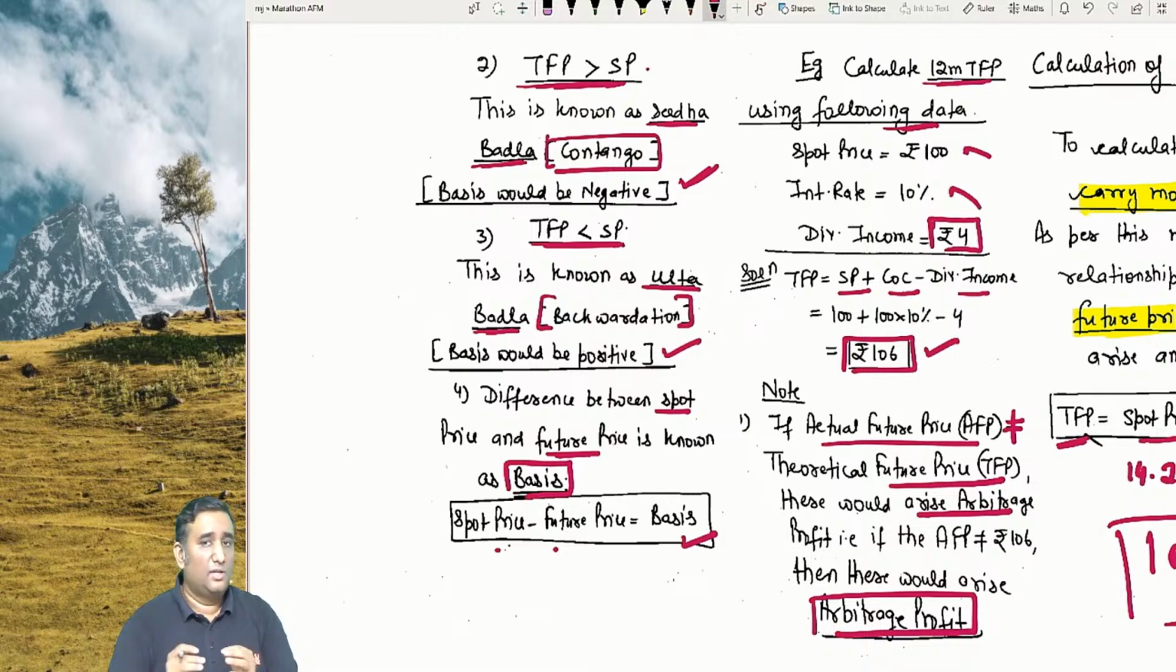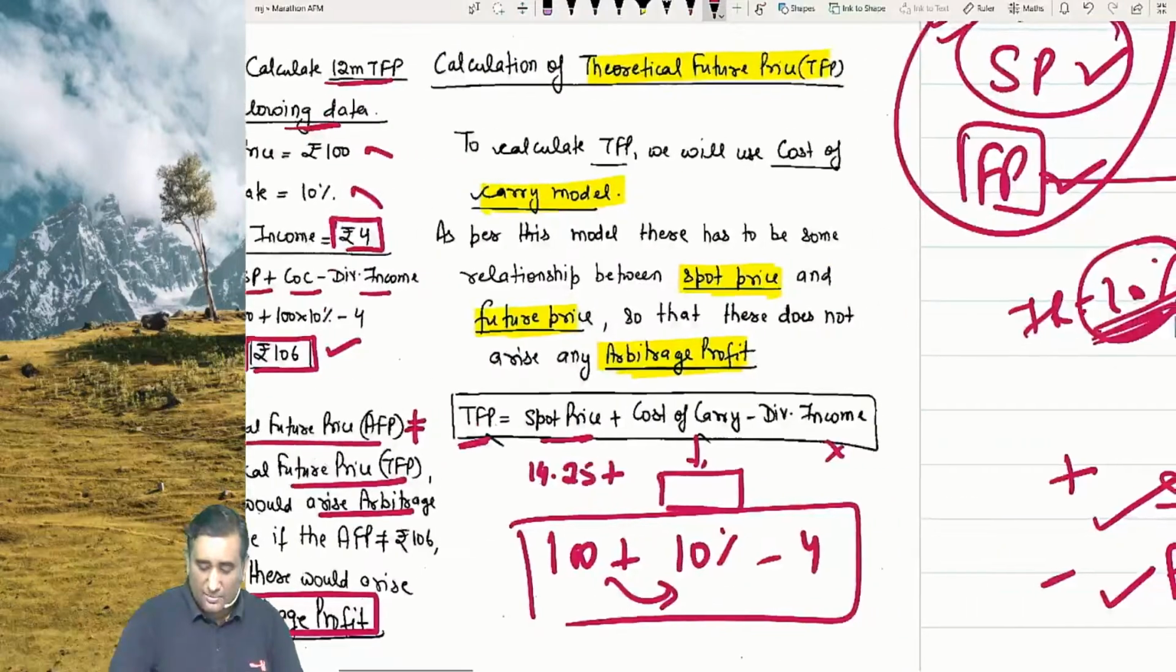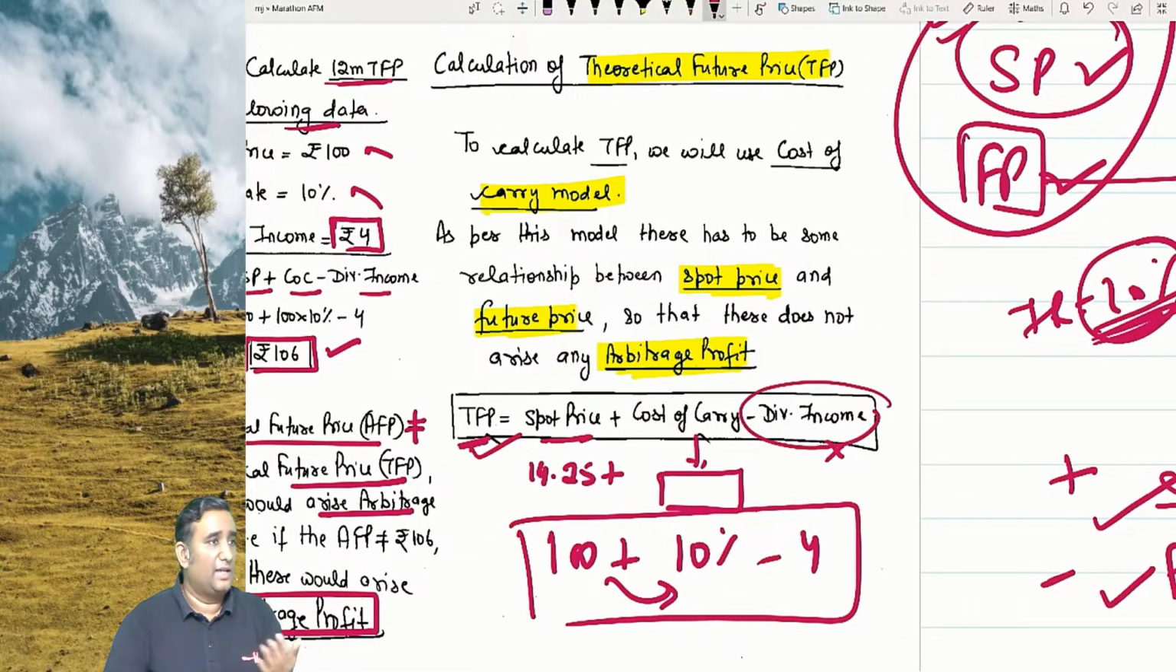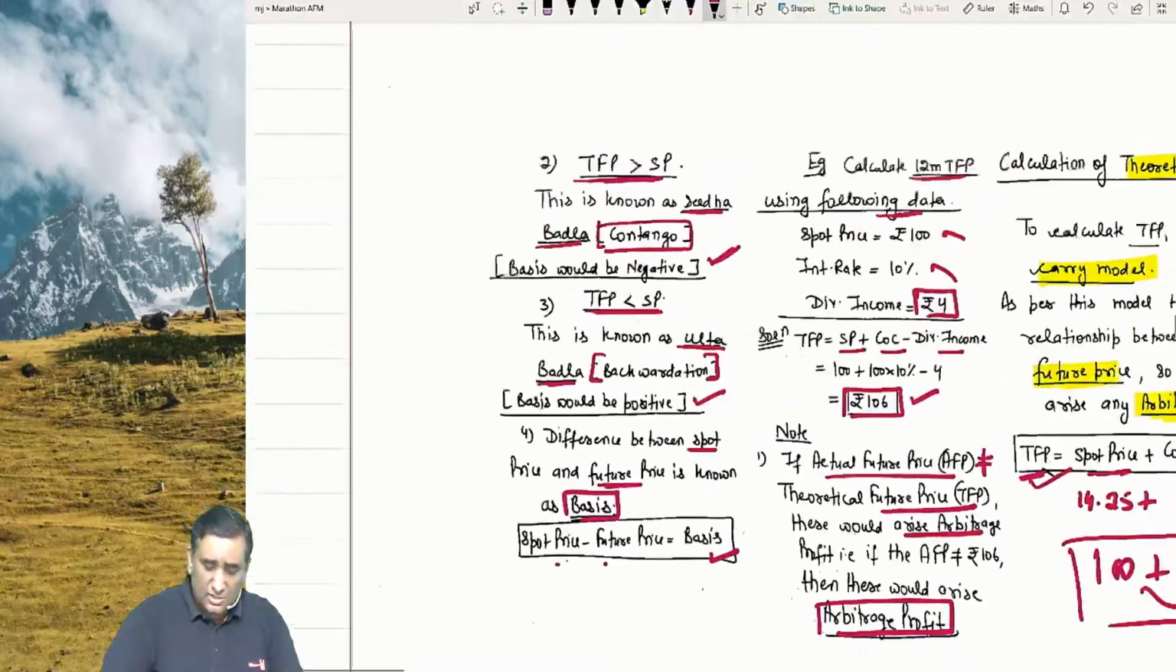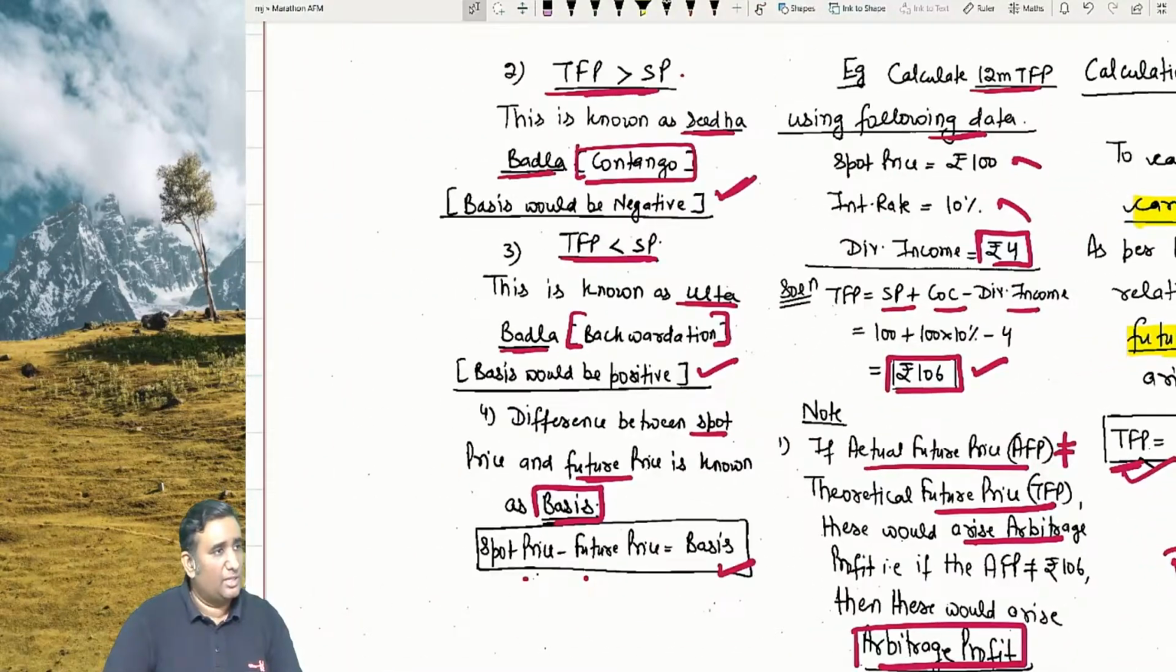So earlier, if dividend income comes, you always subtract it from here. In practical life, maybe not at a certain point of time. Not discussing that now. We're discussing just TFP greater than spot, Seedha Badla or Ulta Badla. How does it matter, sir? Actually, by looking at, for example, this March results will come, and in April the new series will start. By looking at the difference of the future price and spot price, there are so many experts.